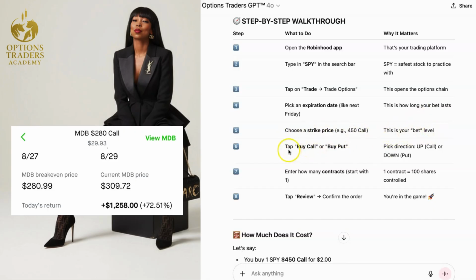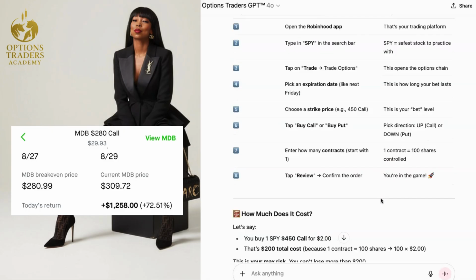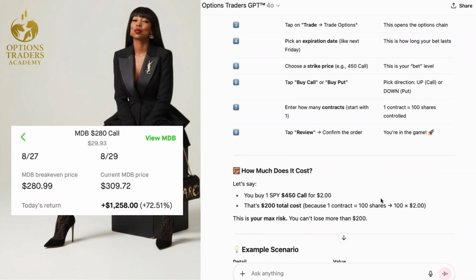All right, you want to tap buy call or buy put. So you're going to pick the direction. You're either going to go up for a call or you're going to go down for a put. You enter how many contracts you want to start with, and we always advise just starting with one contract, because that one contract is 100 shares that you control, and then you tap review, you swipe up, and you're in the game. Okay, it's literally easy as that, you guys.